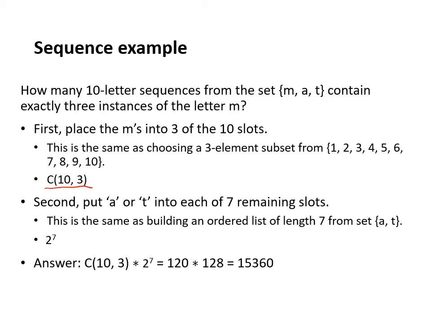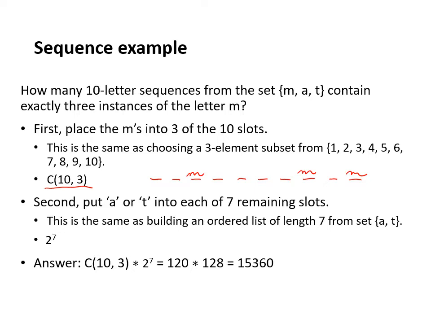So again, I illustrated this in part 1. We have these 10 slots, 3, 4, 5, 6, 7, 8, 9, 10. And first we are choosing 3 places where we are going to put m's. I should say we choose this one, maybe this one, and this one. So that's choose 3 out of 10.